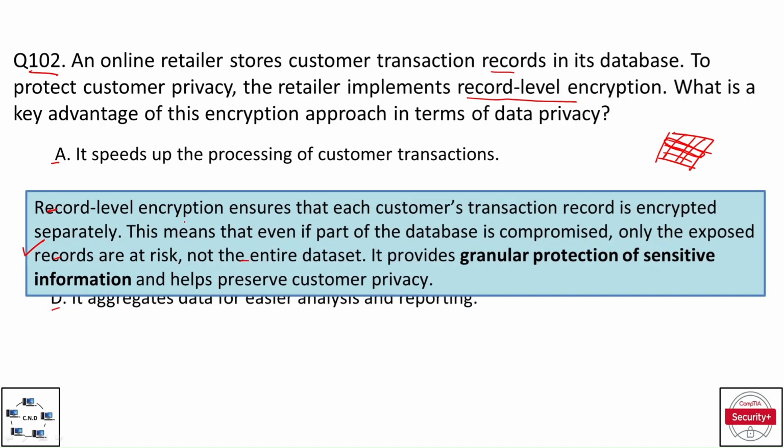Record-level encryption ensures that each customer's transaction record is encrypted separately. This means that even if part of the database is compromised, only the exposed records are at risk, not the entire dataset. It provides granular protection of sensitive information and helps preserve customer privacy.